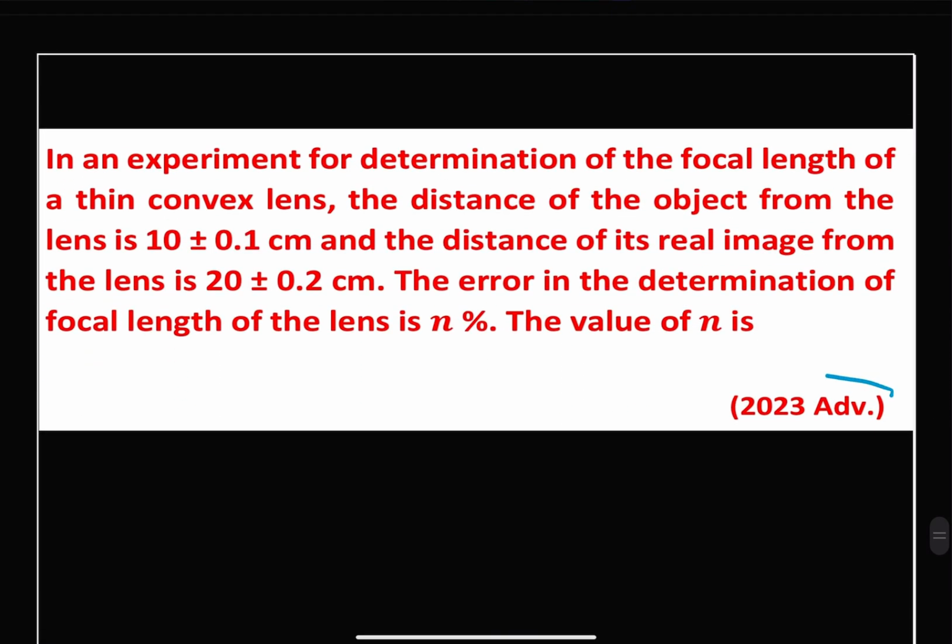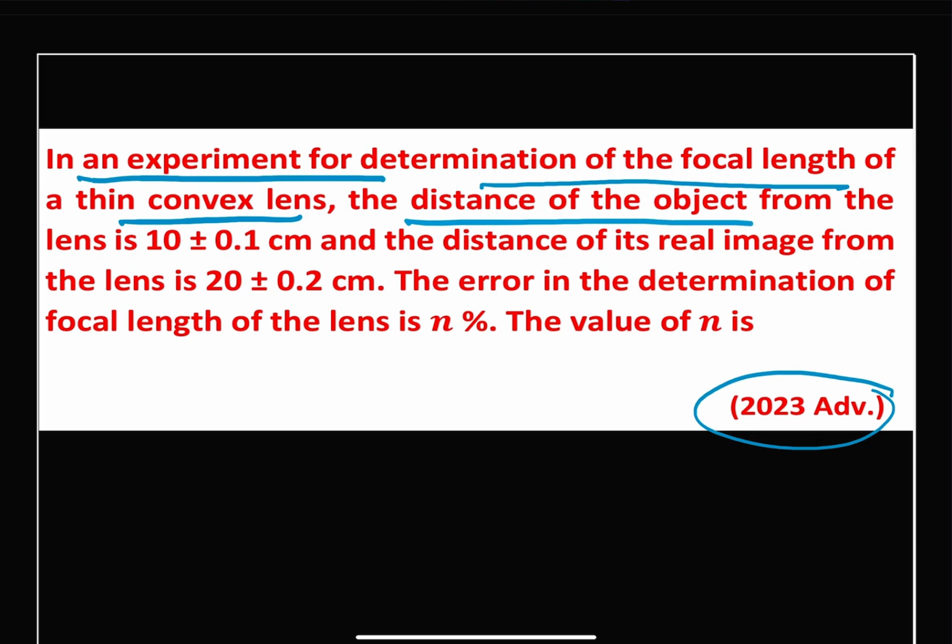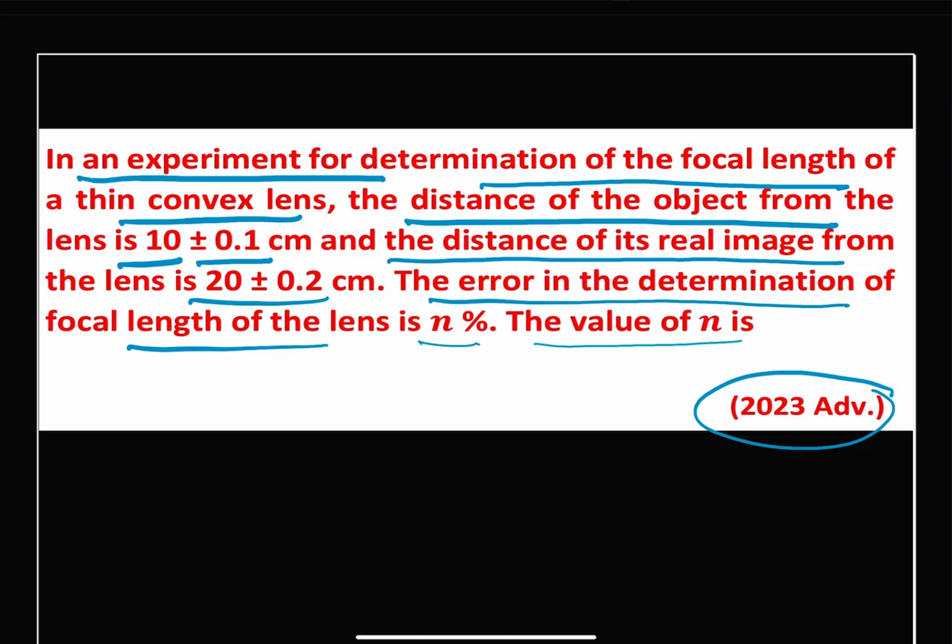It was also asked in the 2023 advance, and it states that in an experiment for determination of focal length of thin convex lens, the distance of the object from the lens is 10 plus minus 0.1 centimeter, and distance of real image from the lens is 20 plus minus 2 centimeter. The error in the determination of the focal length of the lens is n%. The value of n is. So we are given that the object distance in terms of error as well as image distance, that is real, in terms of error is given to us. So we can write our u is given to us as 10 plus minus 0.1, and v is given to us 20 plus minus 2.